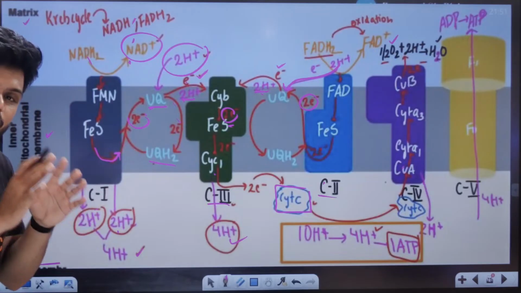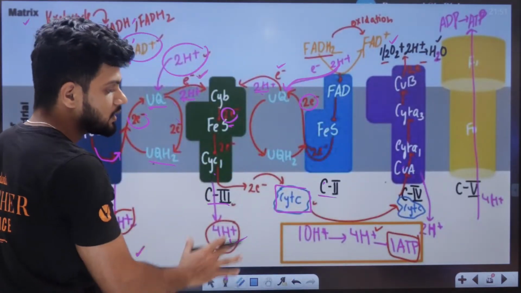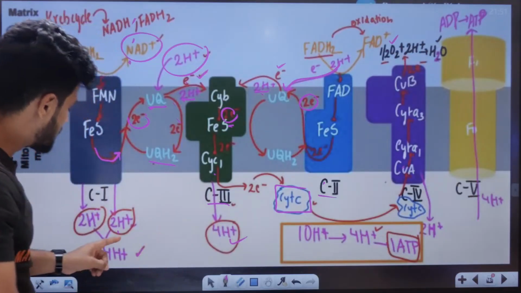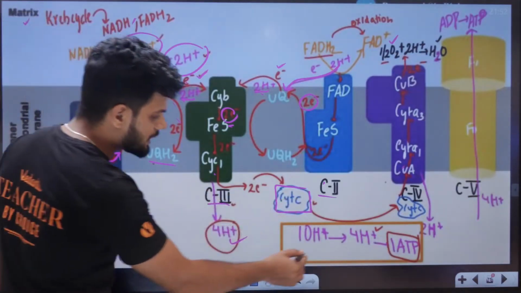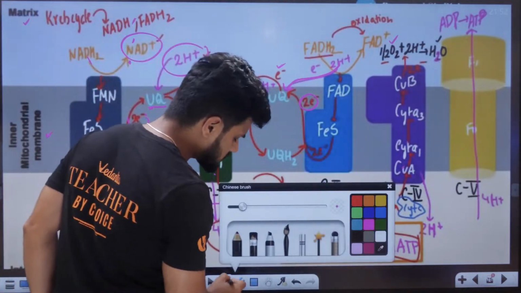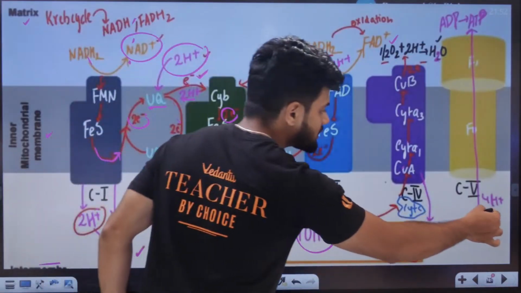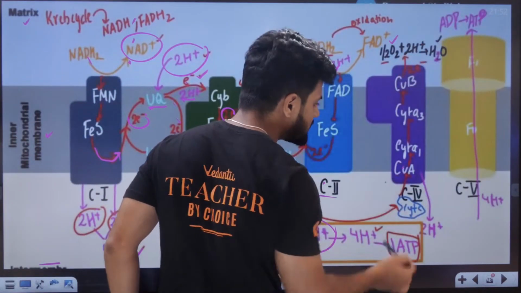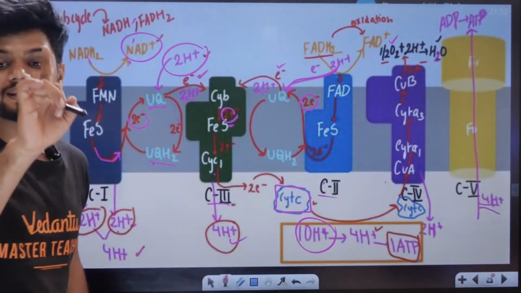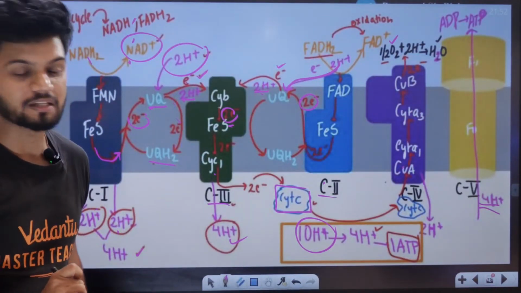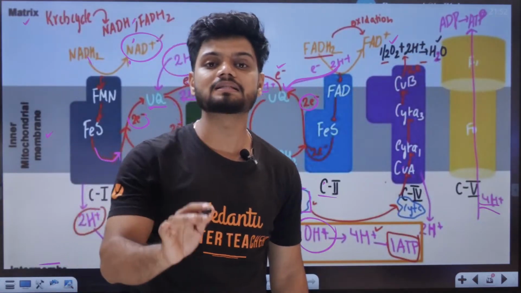Now once enough H plus is made here, total how many H plus? 4 plus 4 plus 2, 10 H plus. Out of this 10 H plus, every single time 4 H plus is sent from here to here, 1 ATP is made. 4 H plus from here to here, 1 ATP is made. And that is the entire ETC.